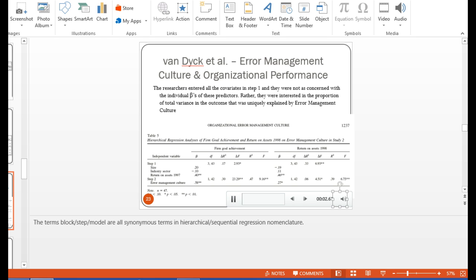The Van Dyck et al. article on Blackboard provides a nice example for how to illustrate your results in an organized form for consumption by readers. So when you're submitting to a journal, how do you want to display the results of your hierarchical analysis? I wanted to give you an illustration of how this has been done in one of the top journals, so that you could emulate this example and plug in your own data when you are writing up your own results.